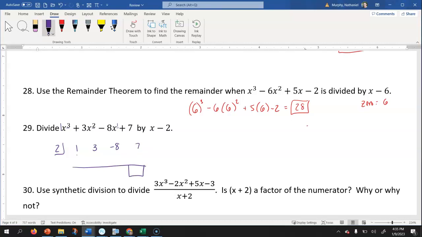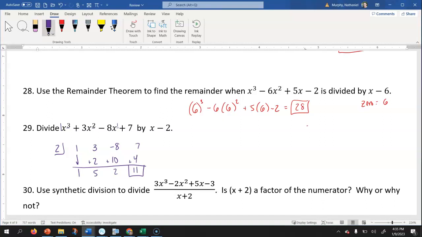All right, so bring down the 1. Then we multiply. 2 times 1 is 2. Then we add. 3 plus 2 is 5. Then we multiply. 2 times 5 is 10. Then we add. Negative 8 plus 10 is 2. Then we multiply. 2 times 2 is 4. And then we add, and we get a remainder of 11.